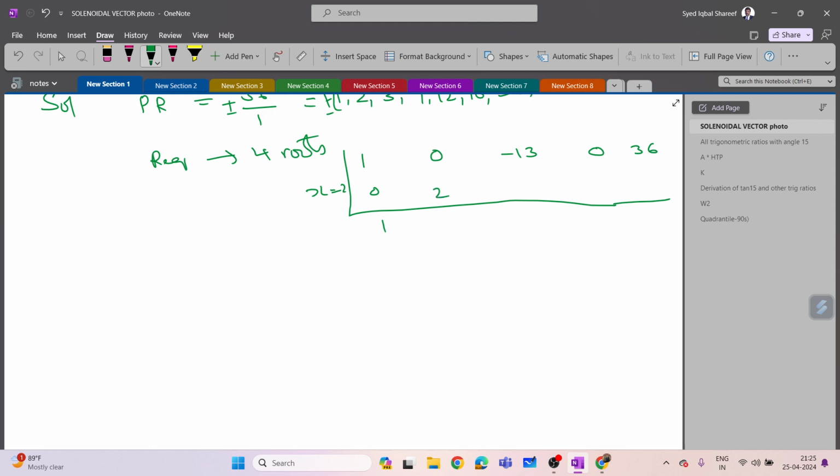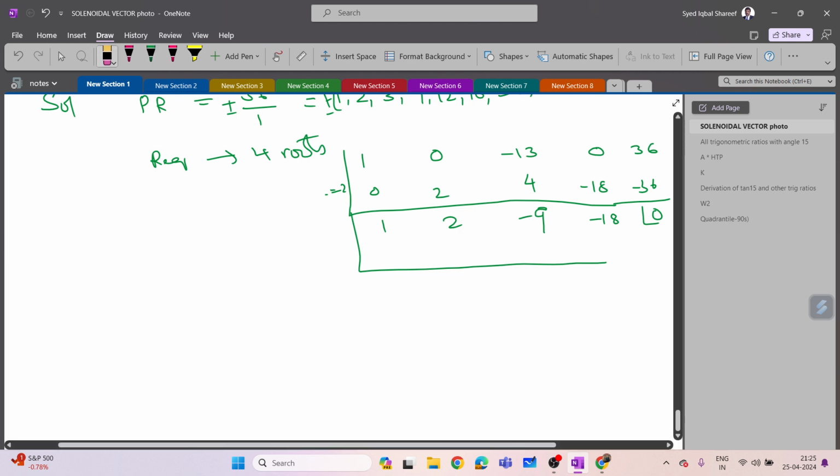1 times 2 is 2. 0 plus 2 is 2. 2 times 2 is 4. This is minus 13 minus 4 is minus 9. 2 times minus 9 is minus 18. So this is minus 18. 2 times 18 is minus 36. Gone. So x equal to 2. So you see it is looking like minus 2. Let me change it. Let me write it properly.